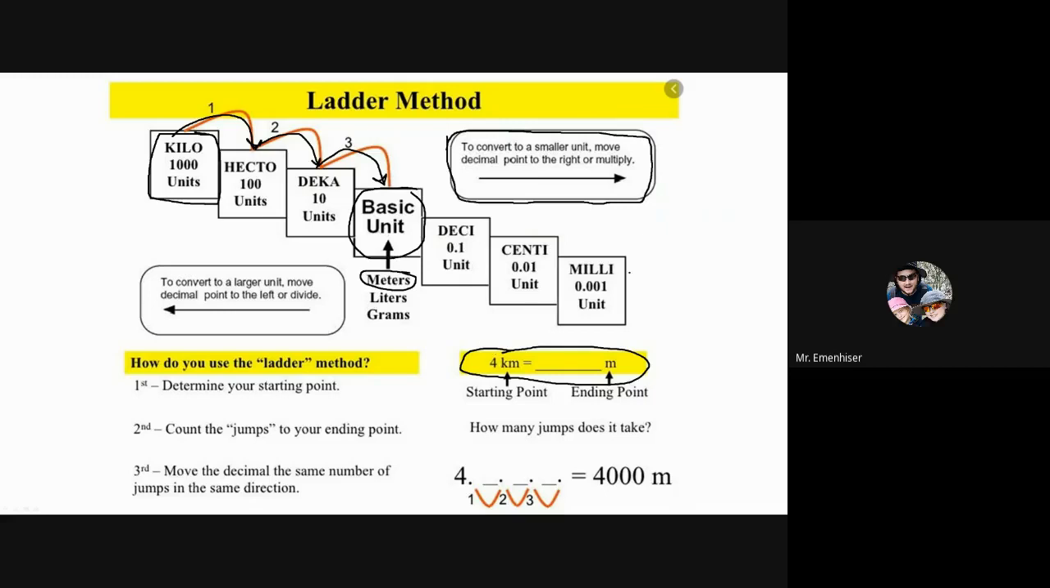So we have 4. That's 4 with the decimal right there. We can say 4.0, but it's 4, and we're going to move that decimal place 3 times. 1, 2, 3. Fill in with zeros, and there's our answer. 4,000 meters. And that makes sense. Kilometer is 1,000 meters. Kilo means 1,000. And so if I have 4 kilometers, I have 4,000 meters.